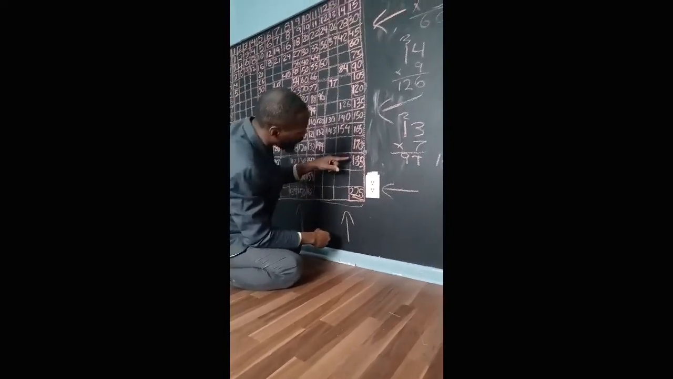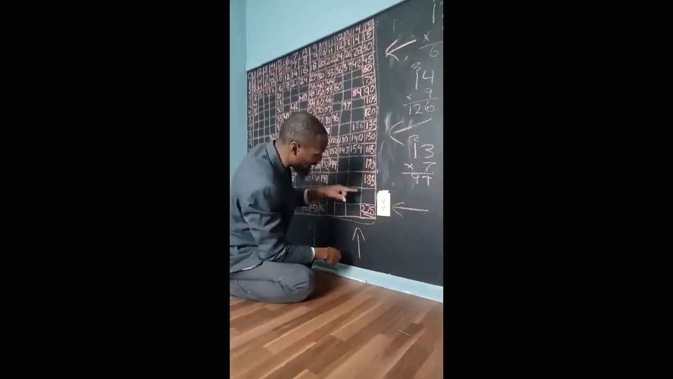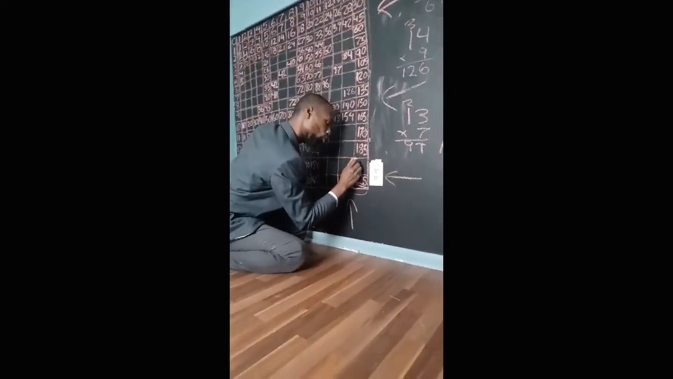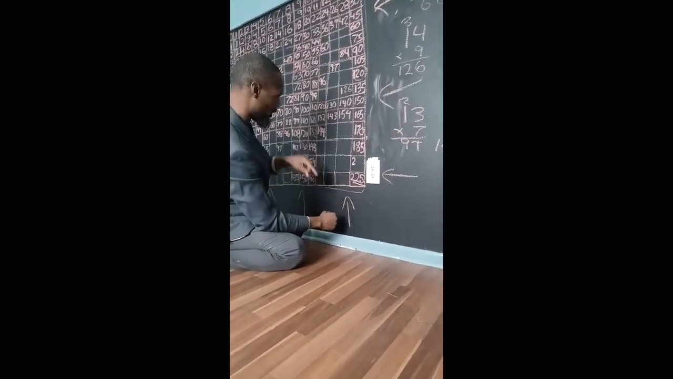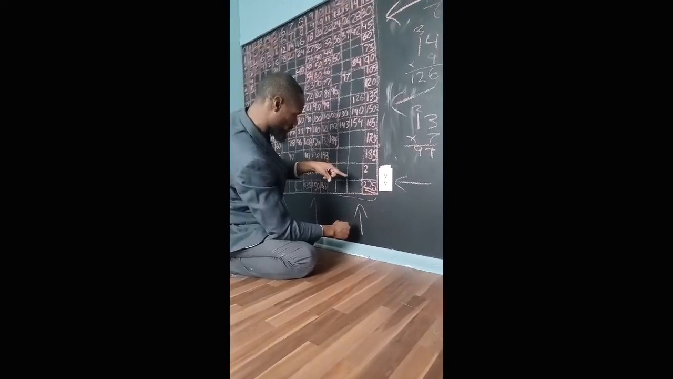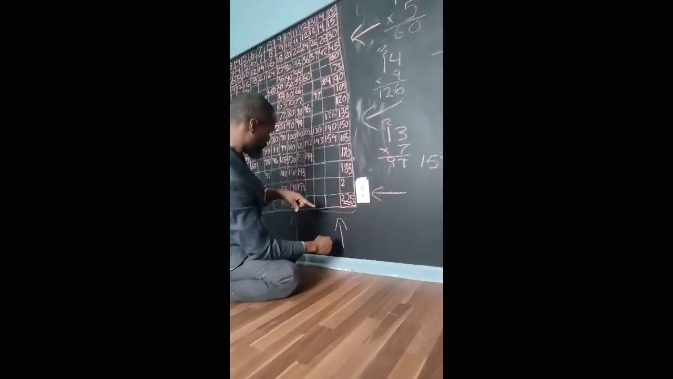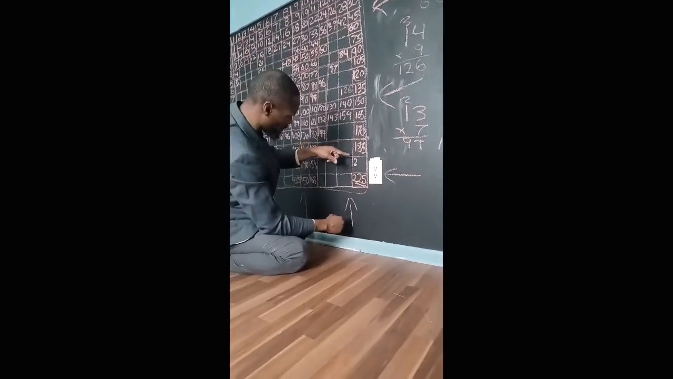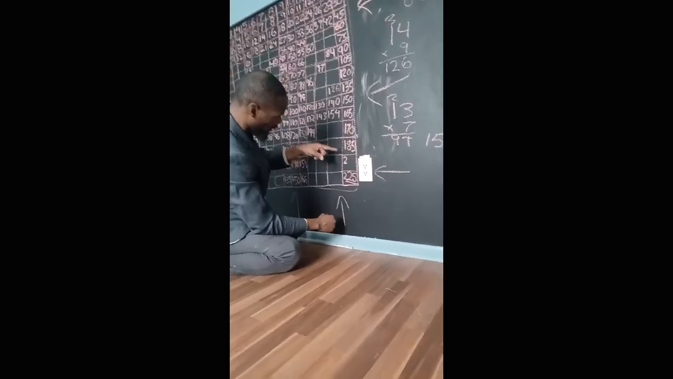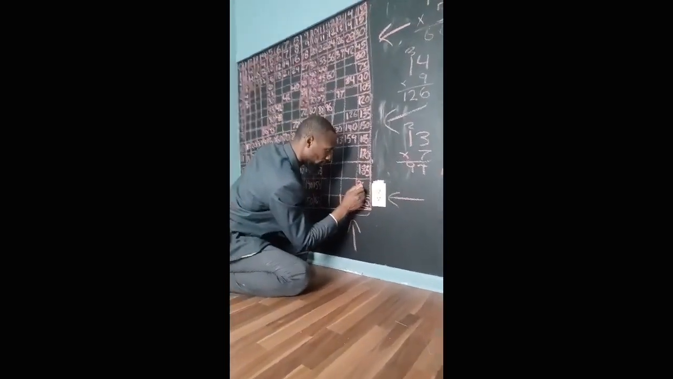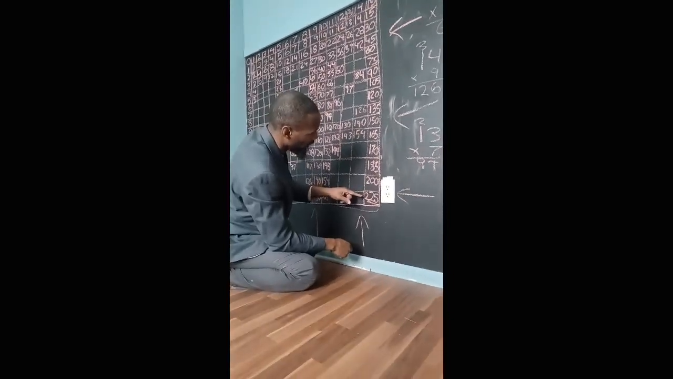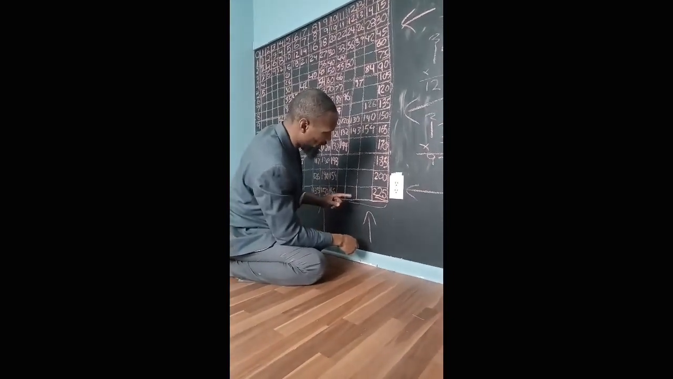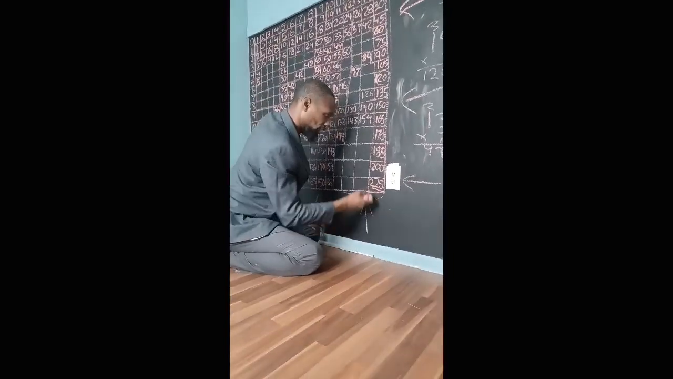Jump a 10 from 185, 195. Whoa, hold on. That's not 225. That should be 215. Jump a 10, 195. Add a 5, 200. Jump a 10, 210. Add a 5, 215. That's not 225.